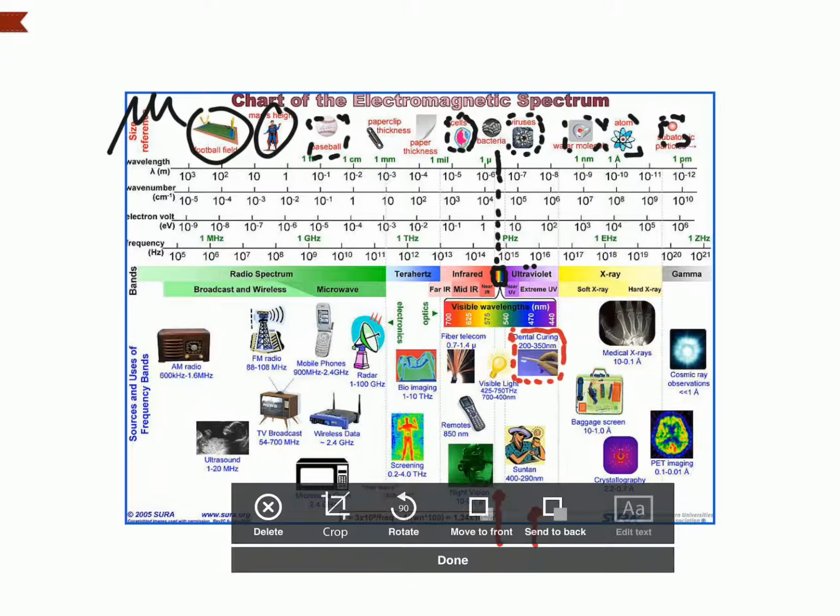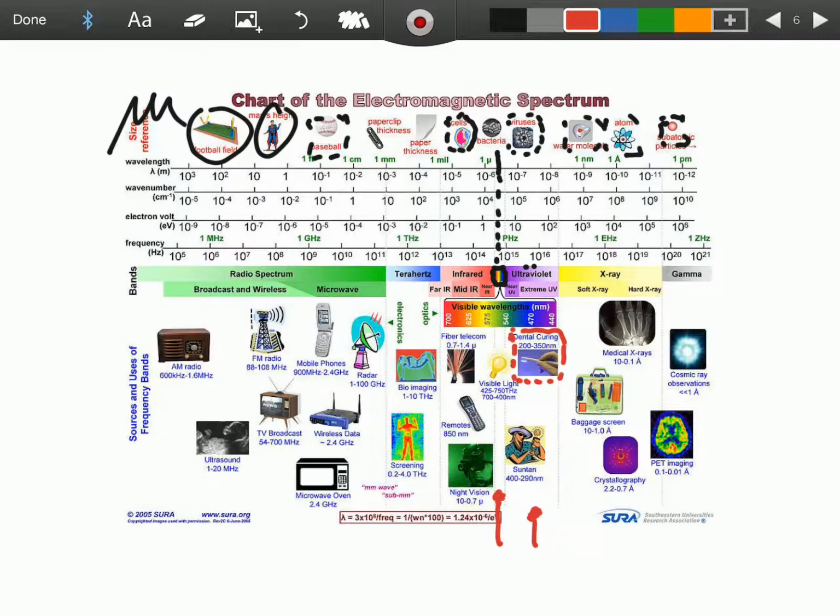Tanning beds, suntans, right? That's all that stuff. X-rays, I think that one's a pretty clear application, right? And then gamma rays, astronomers use it to observe faraway astronomical events. And then the other thing we use gamma rays for is in cancer treatment.